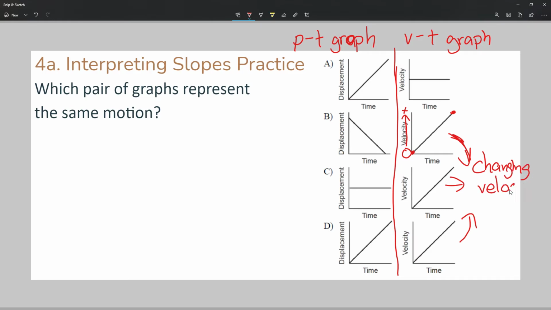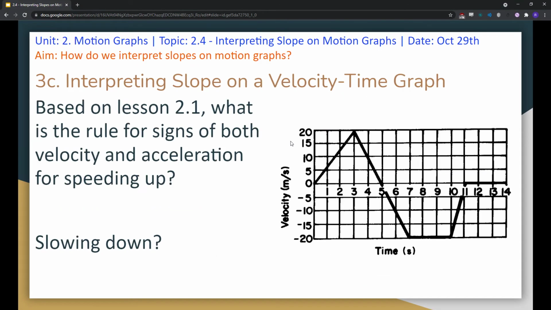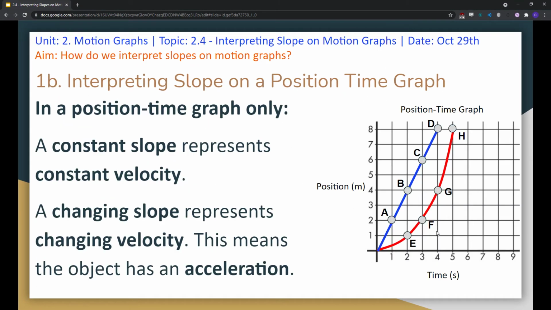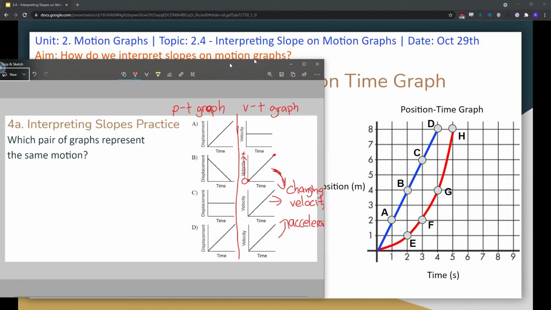And if we have a changing velocity, well, what do we have? We have an acceleration. So we are accelerating here, right? And we know that if we are accelerating, let's go back to here. If we have a changing velocity, right? Let's read this. If we have a changing velocity on a position time graph, our line must curve, right? And that's this red line here. That's what we learned in 1B.